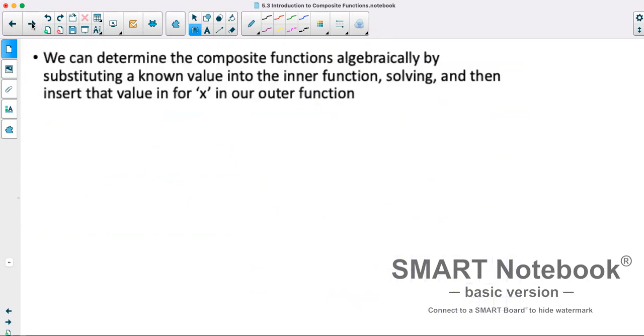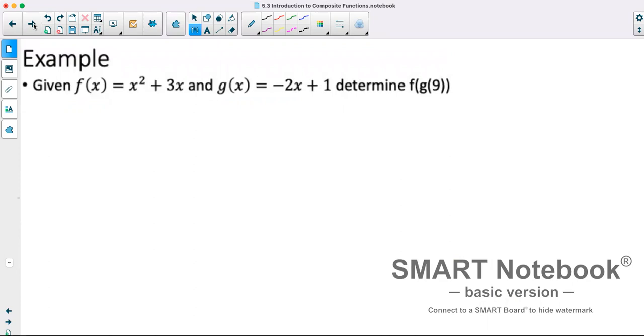Now we can determine composite functions algebraically by substituting a known value into the inner function, solving, and then inserting the value into the x of our outer function. For example, given f of x equals x squared plus 3x and g of x equals -2x plus 1, we're going to find what f of g of 9 is.